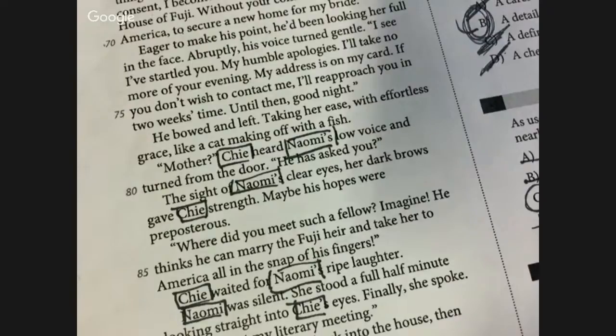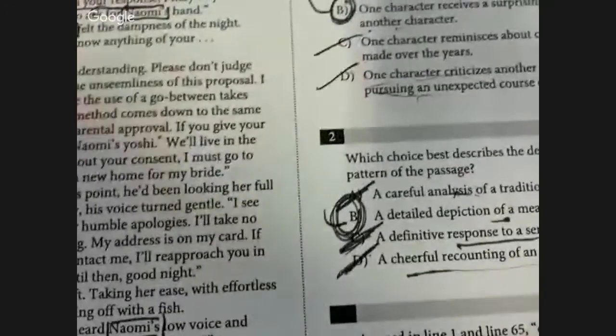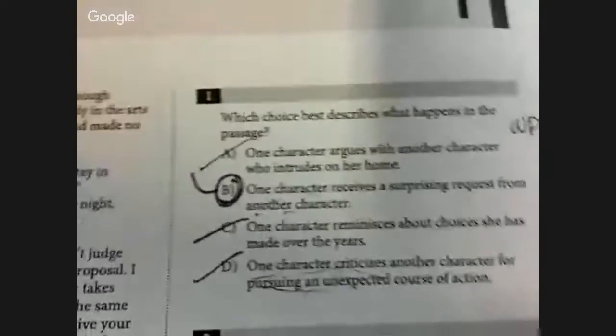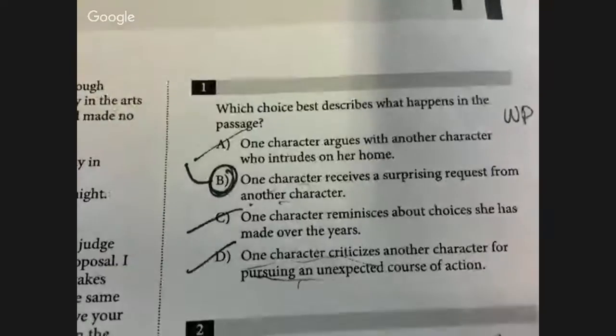Alright, so now that we've answered every other question, we can move on to the first two questions, which required information from the entire passage. Which choice best describes what happens in the passage? Now that we've read much of the passage through a few times, we have the information to answer.